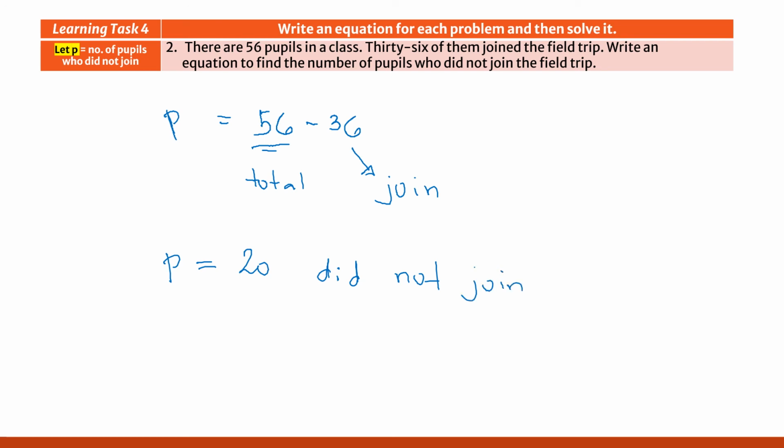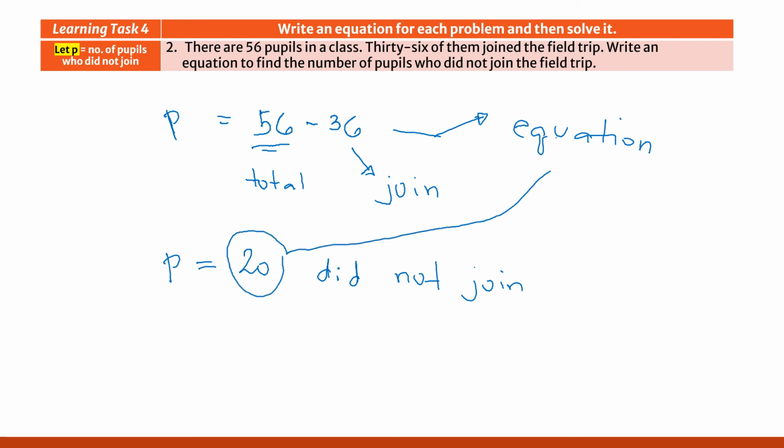Okay? Pero, ano ngayon ang equation natin? Ang equation natin is simply 56 minus 36. Ito yung equation natin. Yung 56 minus 36. Ito siya, yung equation. Pero kapag ipinaalam kung ilan yung hindi sumali, ay di dapat ito. Okay? Pag hindi sumali, yun, 20 ang sagot. Okay? Ayos? Ayos.